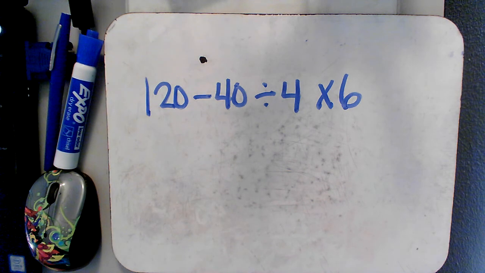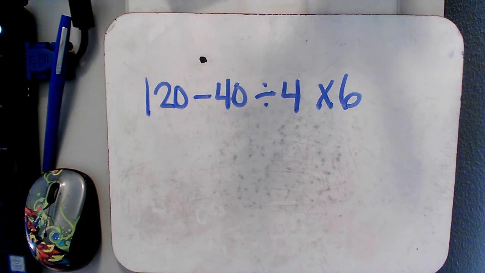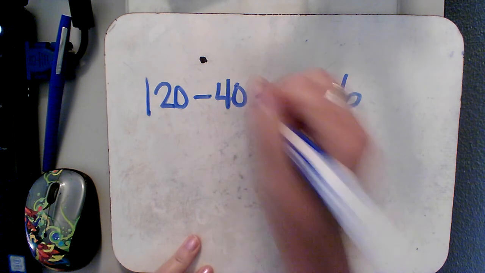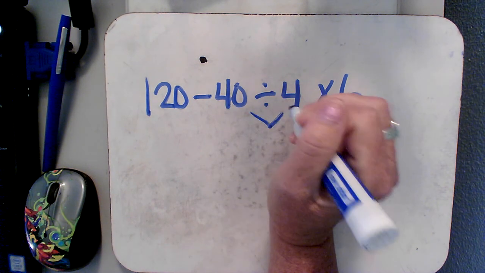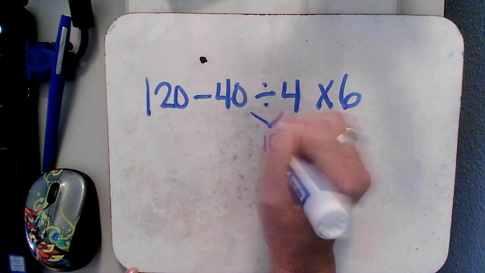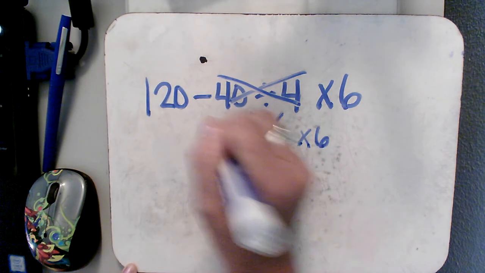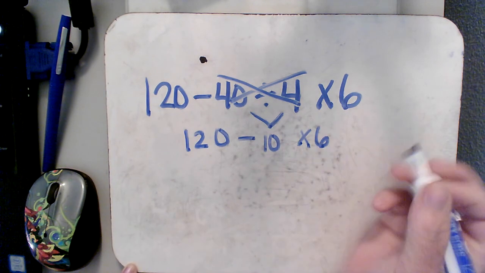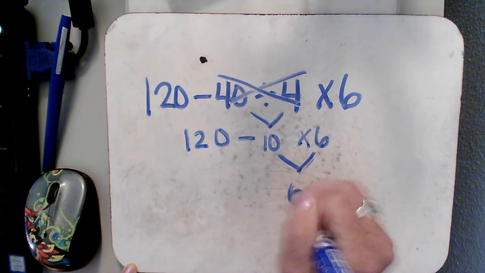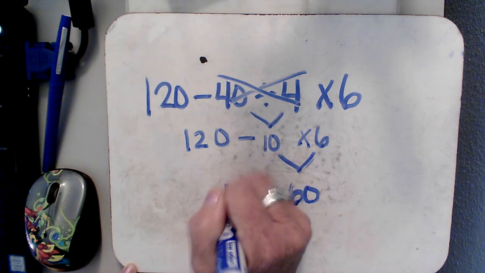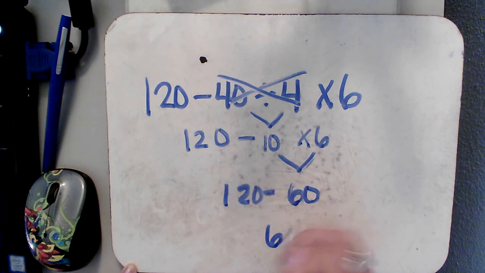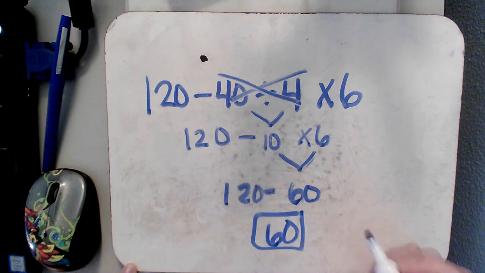All right, so real quick for the recording. What did you do first? 40 divided by 4, which is 10. Cross that out. Bring down the rest. And then 10 times 6 is 60. And the answer is 60.